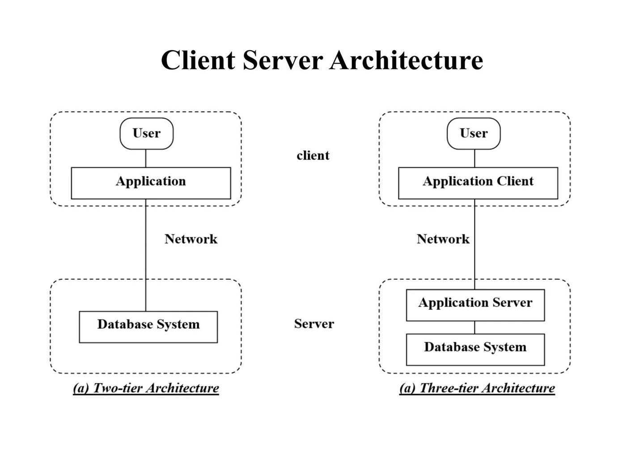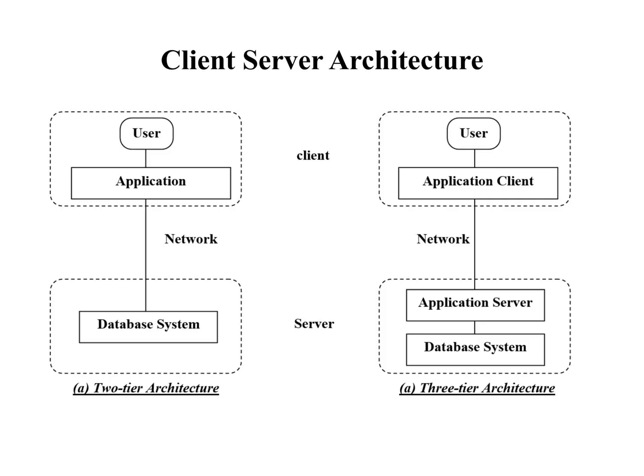Next is client server architecture. In this client server architecture, we can see two architectures. The first one is two-tier architecture. The second one is three-tier architecture. Two-tier architecture means the user and application are connected through a network to the database system. It collects the data and passes it to the user via the network.